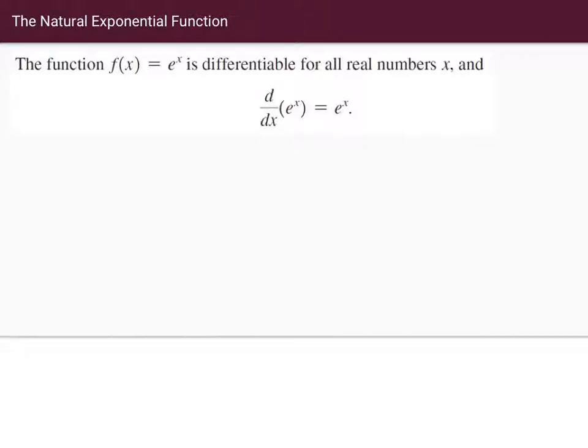Now let's take a look at one more kind of function. And this is the natural exponential function, f of x equals e to the x power. This function shows up all over the place, and it's so common that we're going to go ahead and talk about its derivative. It turns out that the natural exponential function is special because it is the one function which is its own derivative. The derivative of e to the x is equal to e to the x.